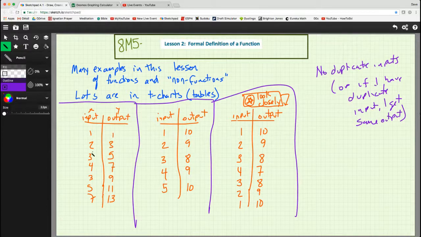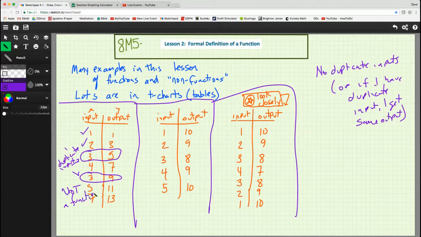All right, let's look at this first one. Do I have any duplicate inputs? Let's see, I have a 1. There's no more 1s. A 3. Oh, wait, I have 2 3s. So I have duplicate inputs with different outputs. So because I have duplicate inputs, this is not a function. Not a function.